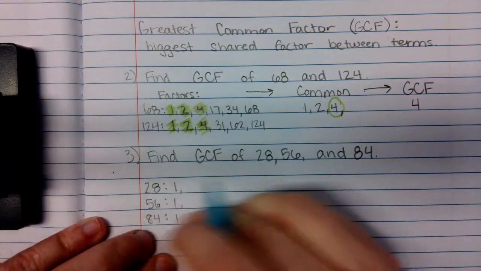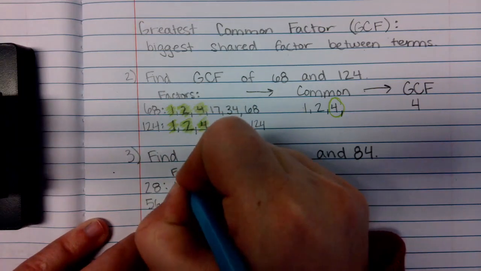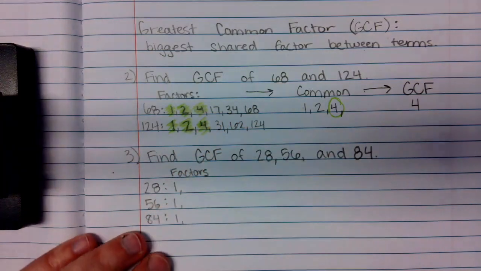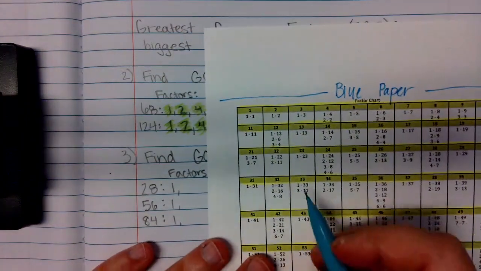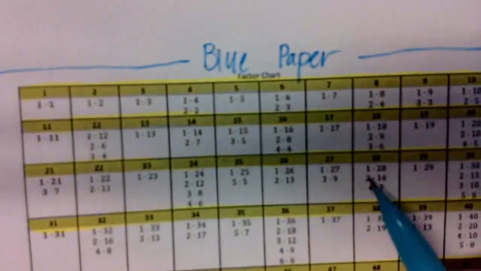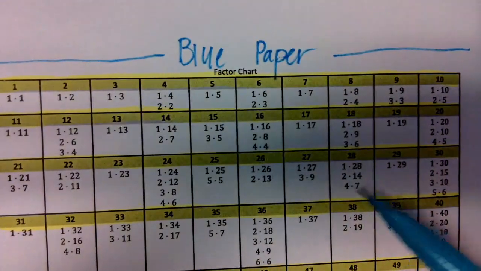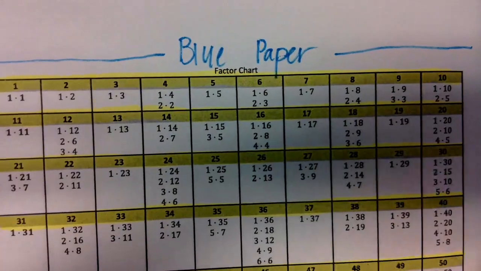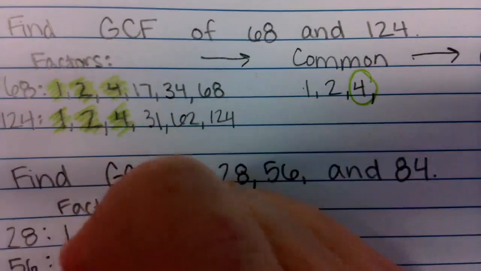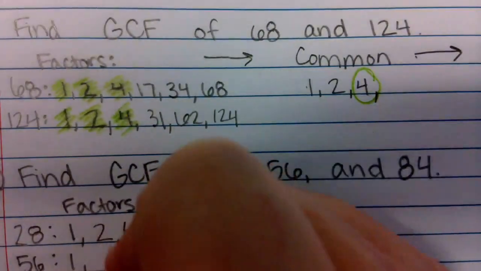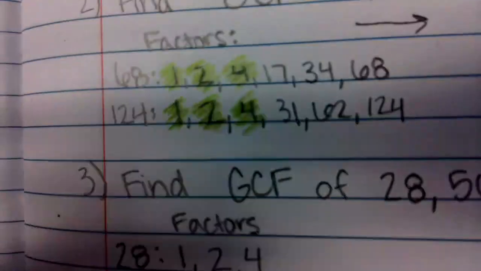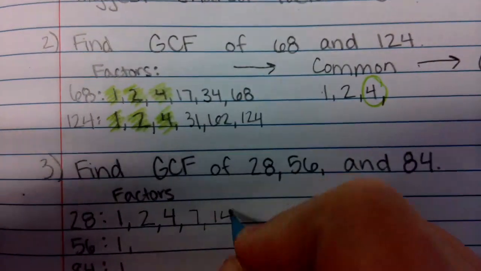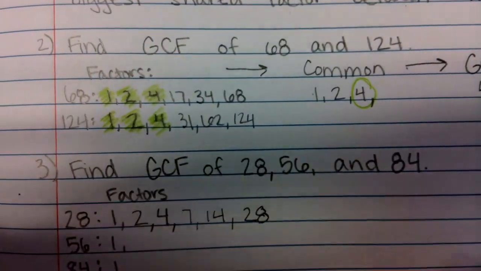If we don't want to list it least to greatest, you don't have to, but it's going to be helpful so that it's easier to compare. So I'm going to flip my blue sheet back over. I'm going to start with 28. Okay, I'll zoom in here so you can see. So 28 has 1 and 28, 2 and 14, and 4 and 7. So I have 1, 2, 4, 7, 14, 28. And I'm just copying that straight from my sheet.